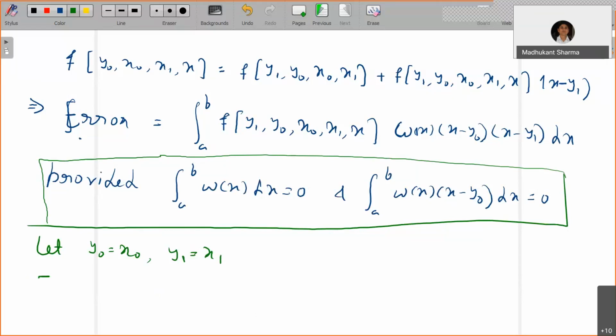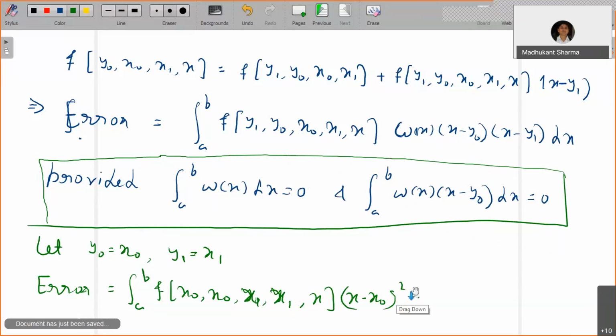Then the error is the integration from a to b of f[x0, x0, y0, x1, x1, x] times w of x, where w of x is (x minus x0) into (x minus x1). So you will have (x minus x0) squared and (x minus x1) squared dx. Now see, this will not change sign because it always remains positive, and you can apply the intermediate value theorem for this case, by assuming differentiability of the function; smoothness is required up to the fourth derivative.